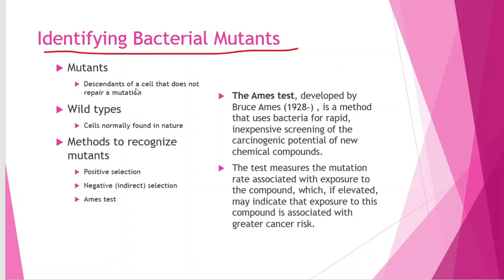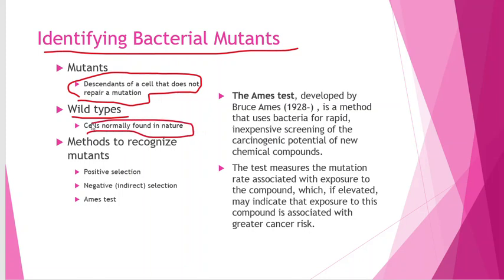Mutants. So any cell that does not repair its mutation and doesn't actually find itself destroyed by it, because of its lethality, is going to be a mutant. Wild types are the ones that you normally find. That's the normal cell type.